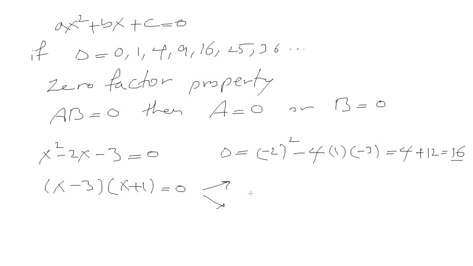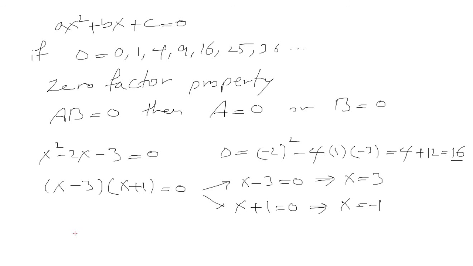So either x minus 3 is 0 or x plus 1 is 0. The first one implies that x is 3, and the second one implies that x is negative 1. So I have two solutions, 3 and negative 1. Could I solve this using the quadratic formula?